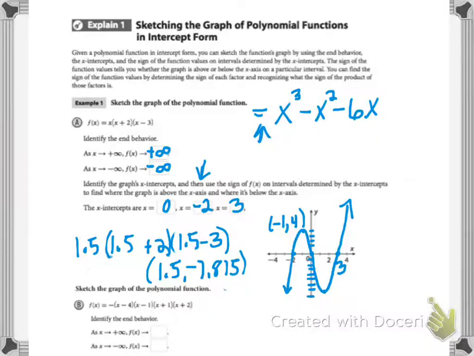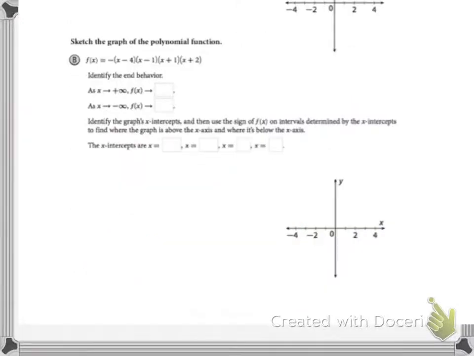Okay, let's try another one. So it says sketch. Oh, actually, let's switch over here. There we go. So sketch the graph of the polynomial function.